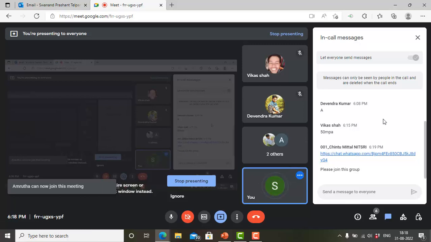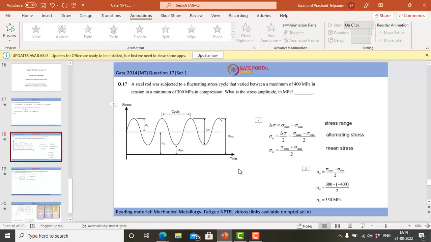Okay, any doubt? Sometimes they will ask about mean stress, sometimes about alternating stress. So you should know what you need to answer, and these are the basic formulas I have shown in the slide, with which you can calculate sigma mean and alternating stress. I will also tell you about R.